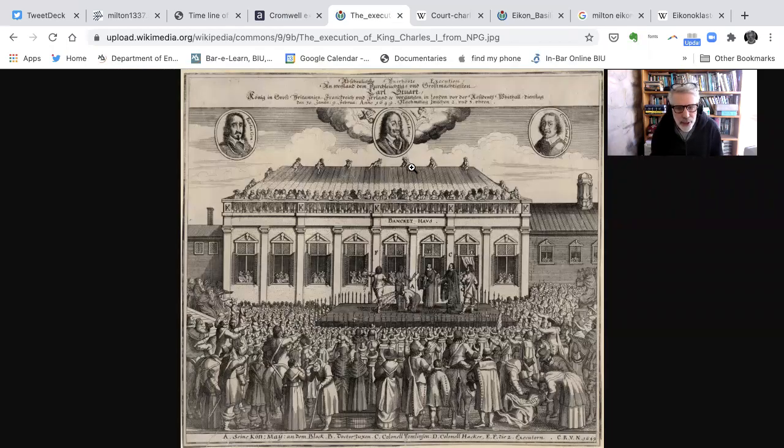This is a picture, a woodcut, a rendering of the execution of Charles. Now, we can see that this is like a scaffold, and Shakespeare in his drama makes puns or shows the relationship between the scaffold that's used inside the theater and the scaffold that's used to execute people. The scaffold was a platform. So here is the scaffold, the platform, and this is very much a production of Parliament.